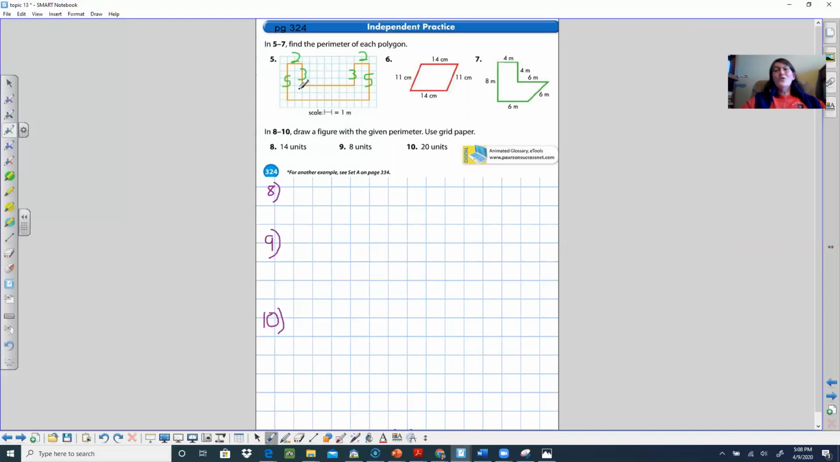Okay, I can't forget about this spot or this spot, so I need to count really carefully. 1, 2, 3, 4, 5, 6, 7. Looks like that spot's 7. Now I'm going to count this bottom spot. 1, 2, 3, 4, 5, 6, 7, 8, 9, 10, 11. And I'm going to show you a fun way to double check that one. Here's my 7, 8, 9, 10, 11.